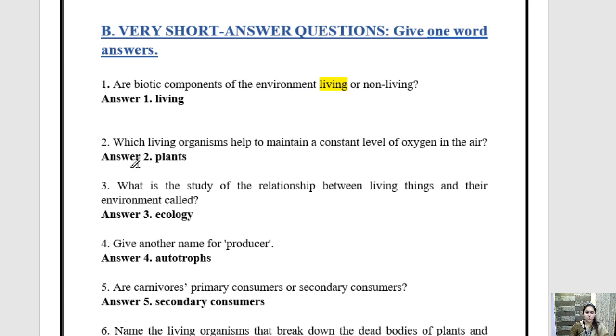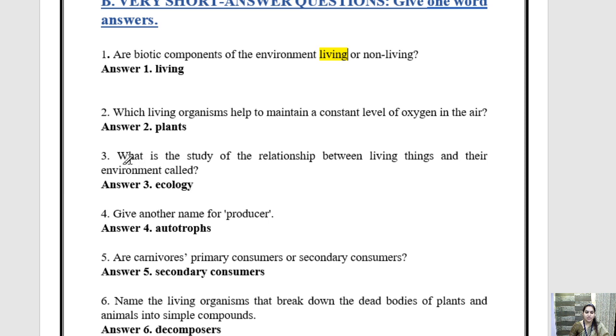Now question number 2. Which living organisms help to maintain a constant level of oxygen in the air? So which living organism help to maintain a constant level of oxygen in the air? Plants. So plants are the living organisms that help to maintain the constant level of oxygen in the air by absorbing carbon dioxide and releasing oxygen. Okay. Now question number 3.